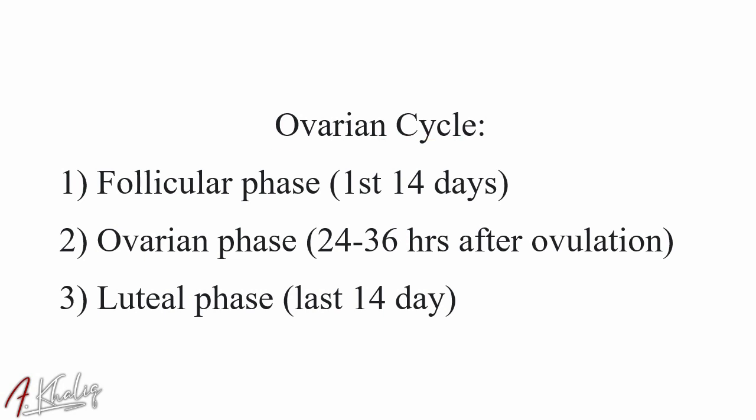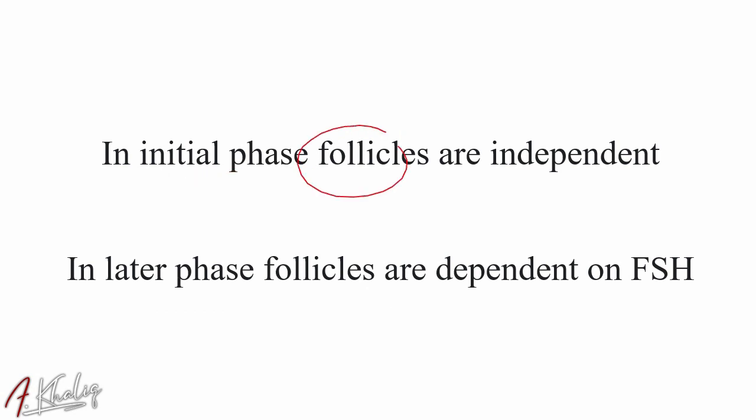In the ovarian cycle, you get the follicular phase. This accounts for the first 14 days. Then you get to see the ovulation phase, and this starts 24 to 36 hours after ovulation. And finally, you get the luteal phase, and this is going to last for the last 14 days. Initially, the follicles are independent, and in later phases, the follicles are dependent on FSH.